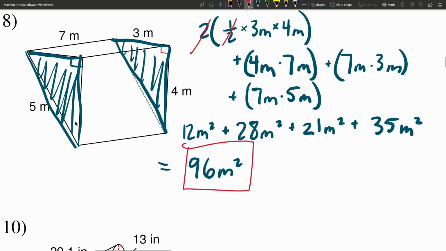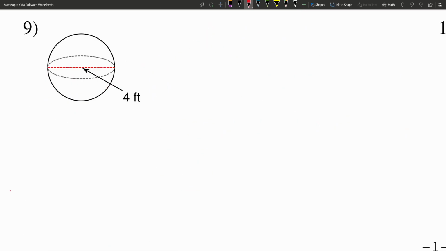Let's move on to number 9. In number 9, we have a sphere. Do you remember that formula for the surface area? For a sphere, the surface area is equal to 4 pi r squared. But if you notice, this is very similar to number 1.